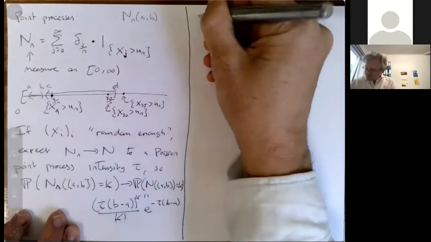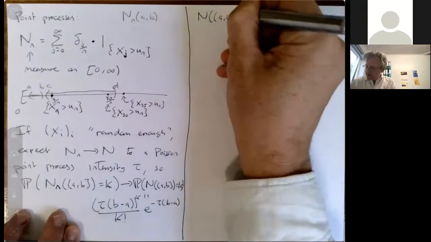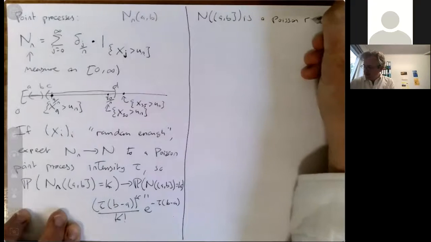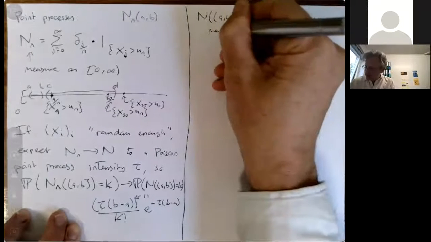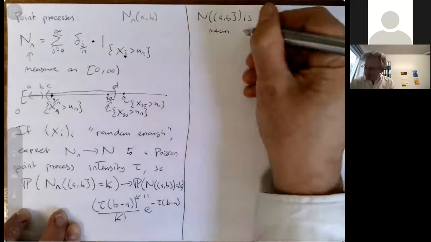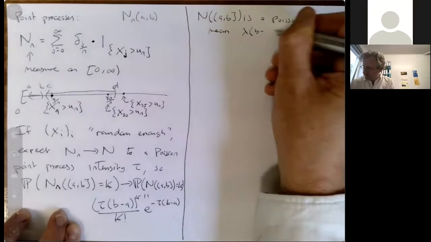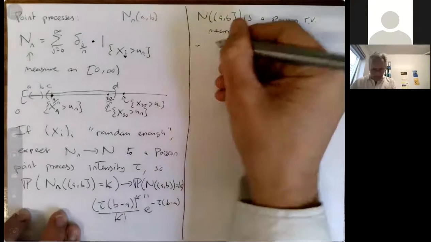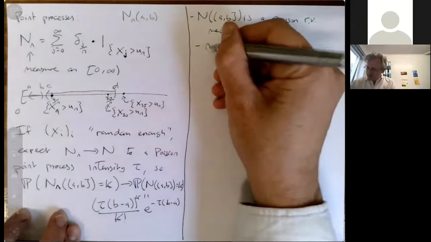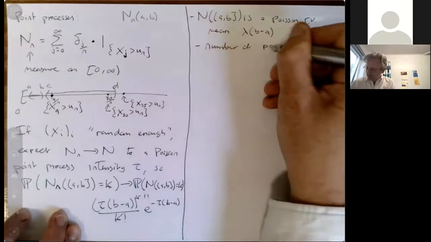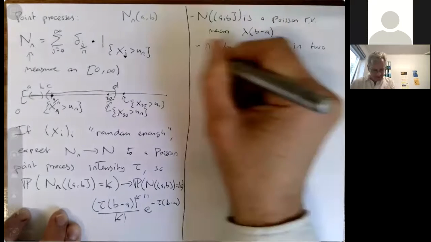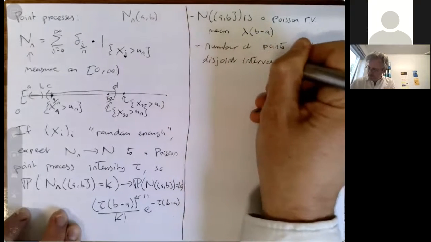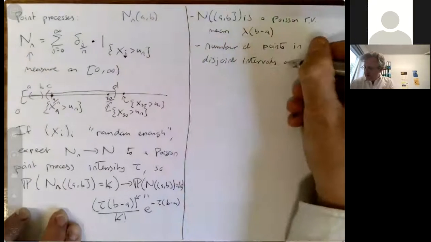So what I mean is that N(A,B) is a Poisson random variable with mean. I'm saying that if you fix A and B, then this gives you a Poisson random variable with mean lambda, where lambda is the vague measure here, B minus A. So these are properties that N has. The number of points in two disjoint intervals, when I say points, as these kind of things here, are independent of each other.